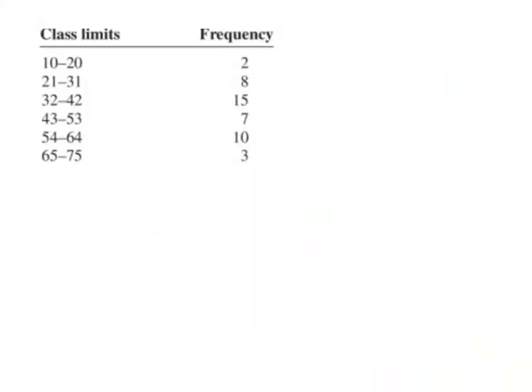So here I have my data, and the first thing I have to do is find my midpoints. So I'm going to create a third column. I'm going to call this column A, this column B, this column C. Kind of crazy it's in the middle, but we're saving space. And this is for my midpoints. I remember I take lower limit plus upper limit divided by 2. So 10 plus 21 divided by 2 is 15.5. Then 21 plus 32 divided by 2 is 26.5.